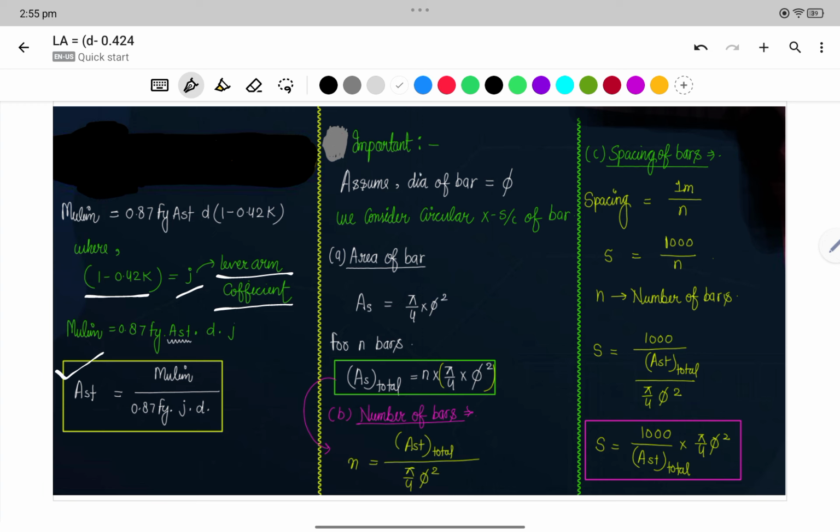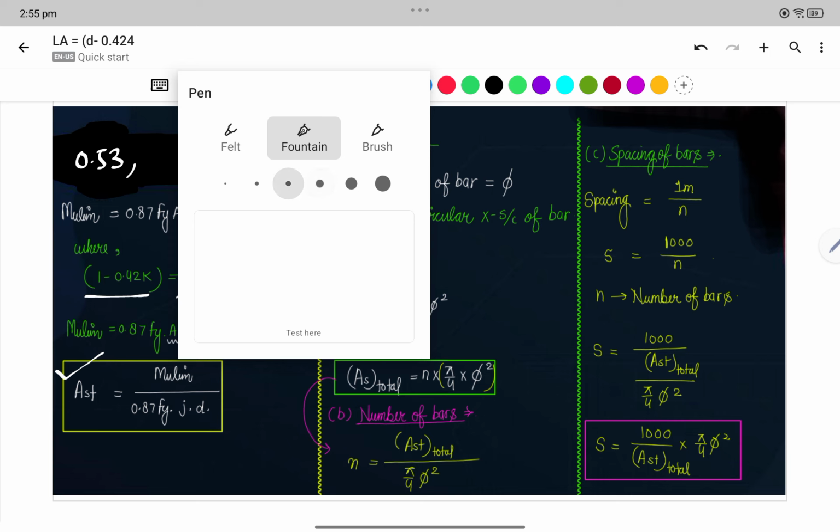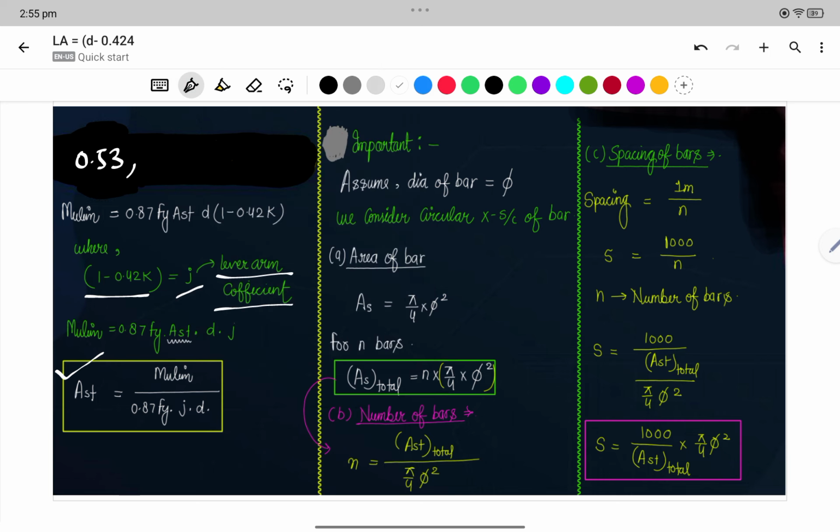The k value for Fe 250 we get as 0.53. For Fe 415 we get 0.48, and for Fe 500 we get 0.46. This is the value of k. We can find the j value and put it here, and d is the effective depth. Everything we know. We just don't know the Mu limiting, the limiting moment, how to find it. So we will see it.